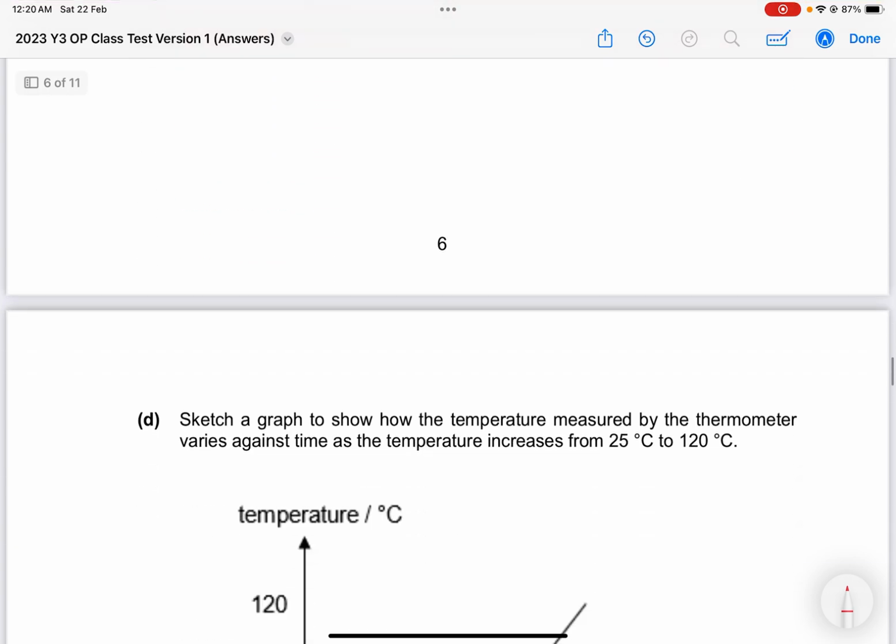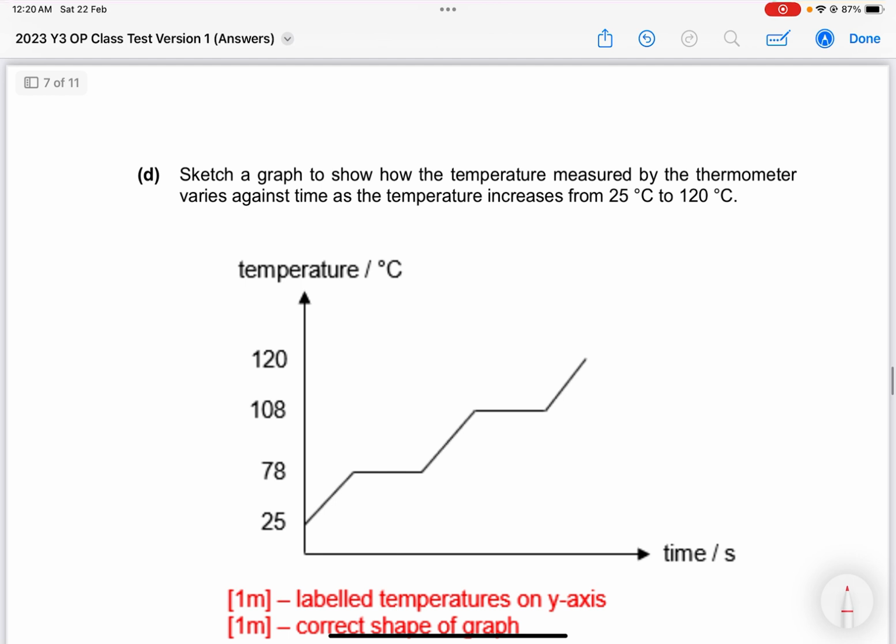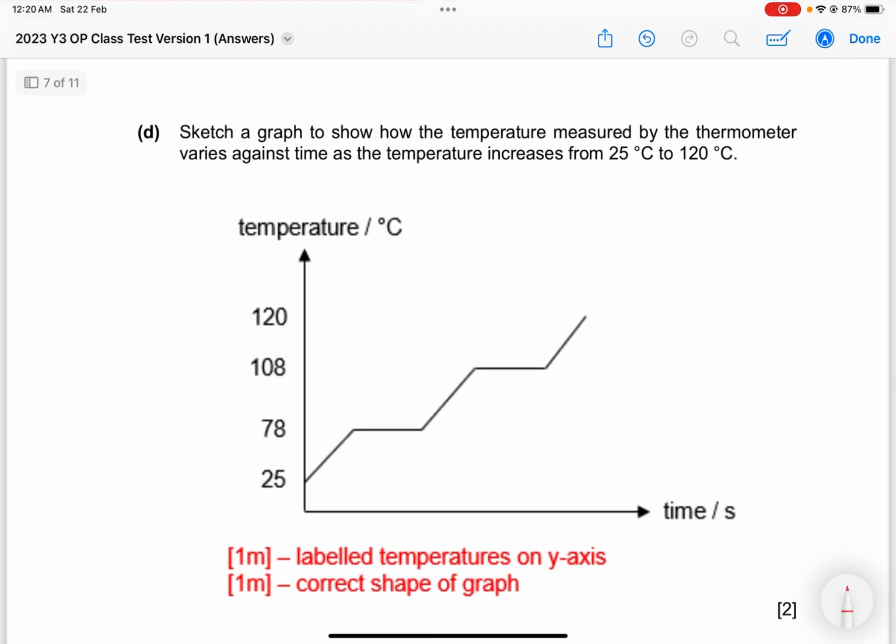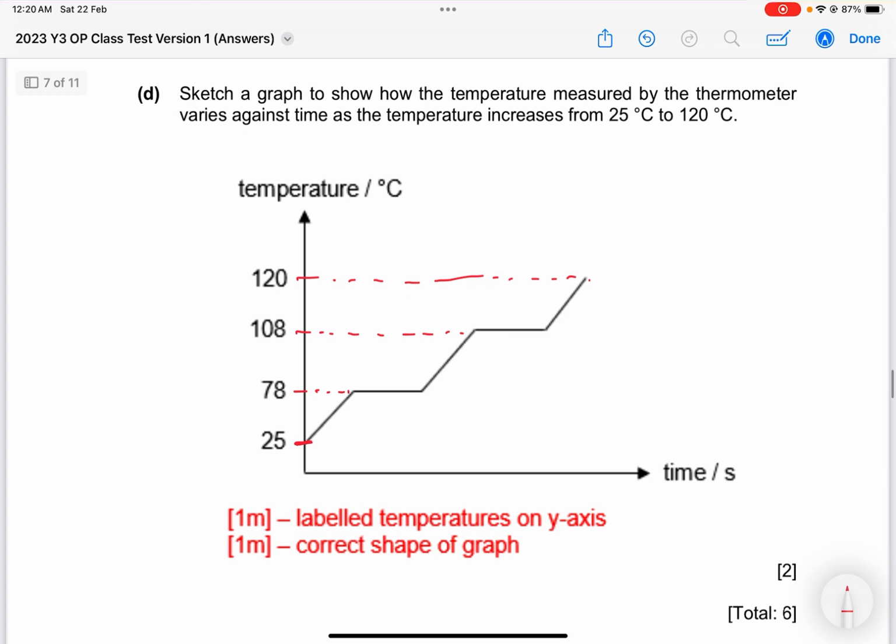Okay, next. D, they ask you to sketch the graph. So this is the answer for the graph. You also draw like that. 78 over here, 108 over here, 120 over here. Okay, so take note of the axis. So how the temperature is measured. So I want the temperature measured by the thermometer varies against time.